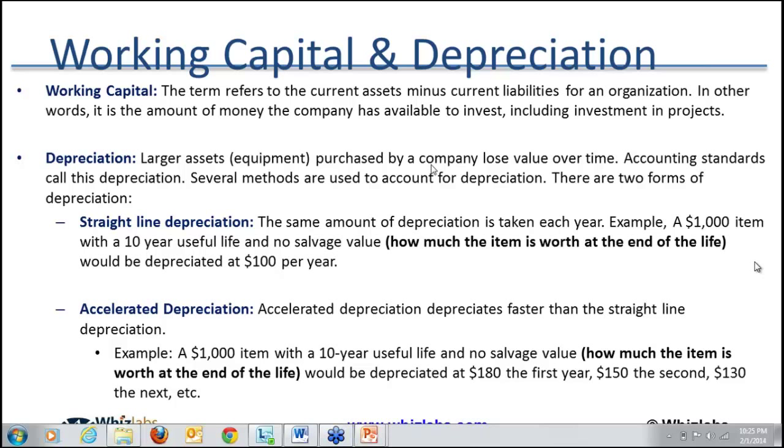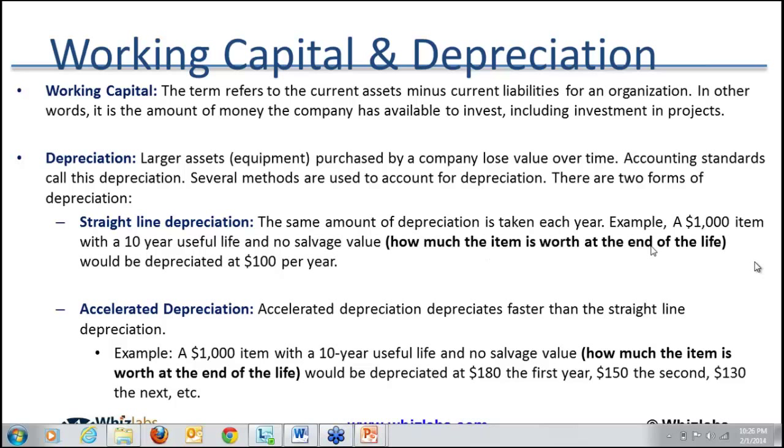So larger assets purchased by a company lose value over time. Accounting standards call this depreciation. There are multiple methods, called straight line depreciation. Straight line depreciation means the same amount of value gets depreciated every year. For this example, take a $1,000 item with a 10 year useful life and no salvage value. Salvage value means how much the item is worth at the end of its life.